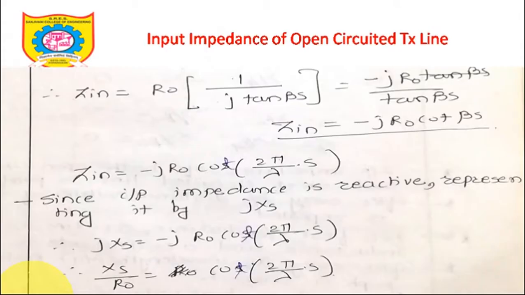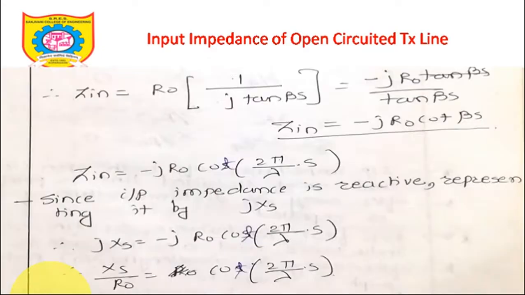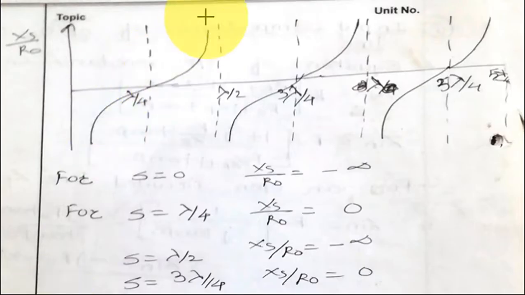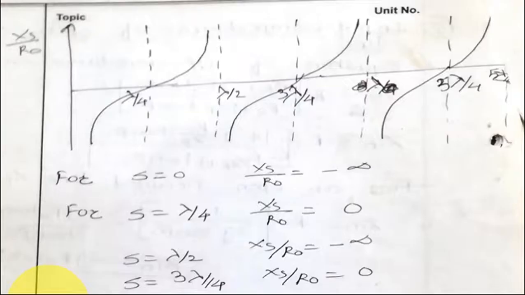So similar pattern, you just compare this pattern. Here it is starting with a 0 going towards infinity. Here it is starting from minus infinity coming to the 0 and going towards plus infinity. Is it okay? So this short circuited line for first lambda by 4 distance, how does it behave, and for the next lambda by 4 distance, how does it behave? Let's make certain conclusions from it.